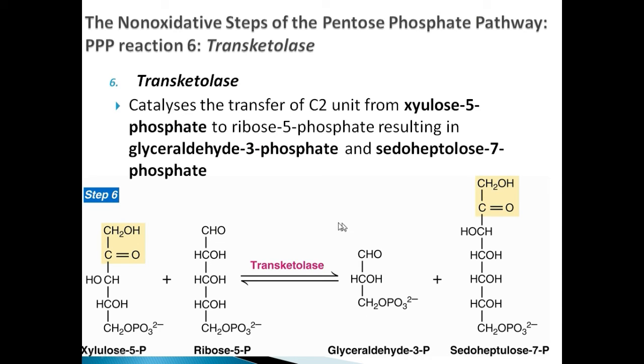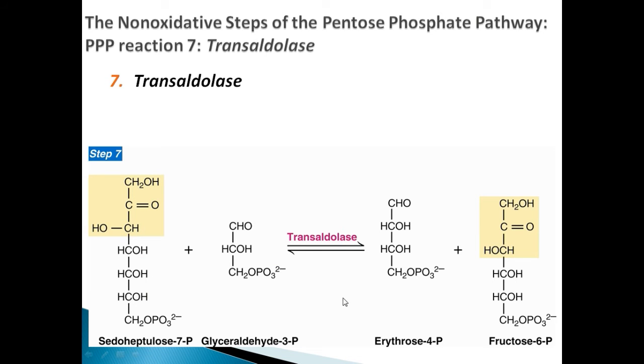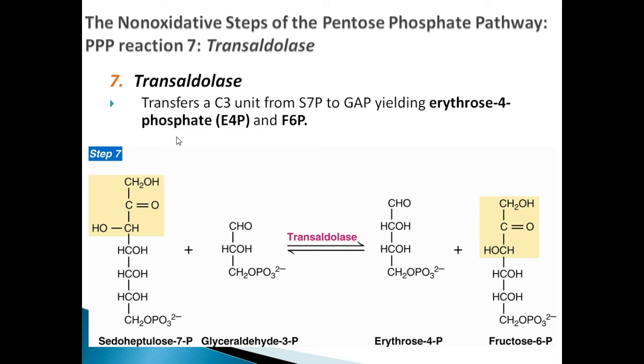Now, this glyceraldehyde 3-phosphate is going to be important in the next reaction as well, even though of course you will recognize this as being an intermediate of glycolysis. In the seventh reaction, the second last reaction, a transaldolase transfers a 3-carbon unit from that sedoheptulose 7-phosphate produced in the previous reaction onto the glyceraldehyde 3-phosphate also produced in the previous reaction, and this will yield erythrose 4-phosphate and fructose 6-phosphate.